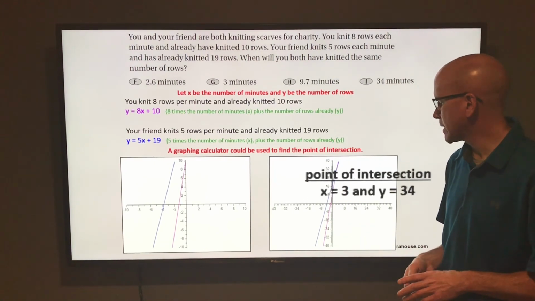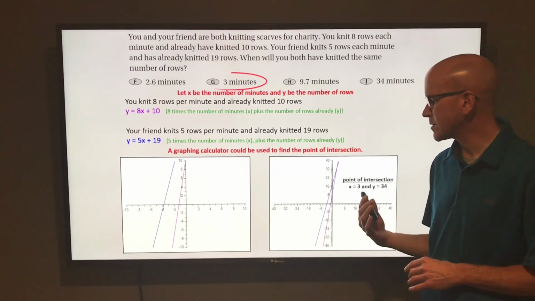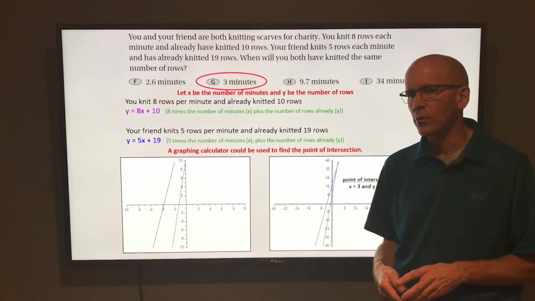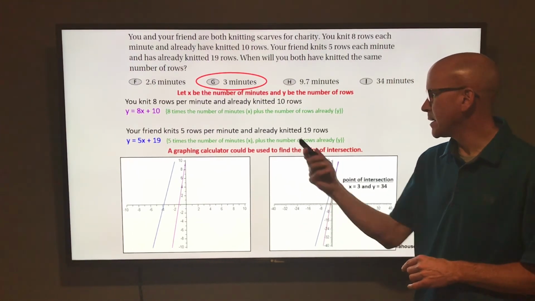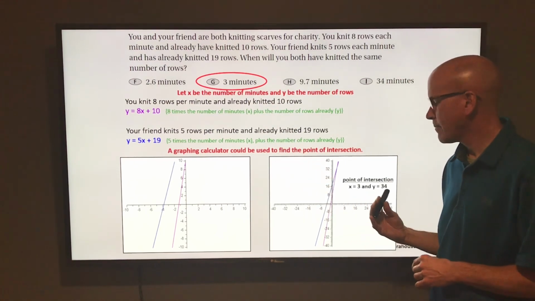They're going to meet at the point (3, 34). So where x is 3, y is 34, that's where those 2 lines meet. In other words, in 3 minutes, you both will have knitted 34 rows.